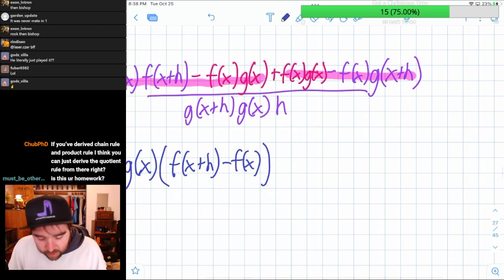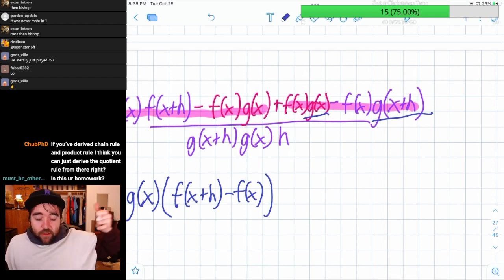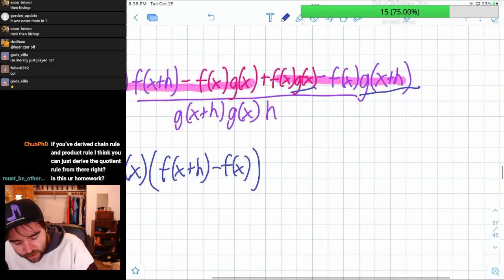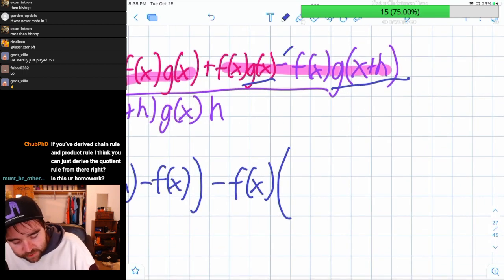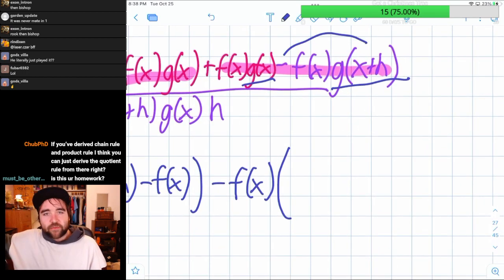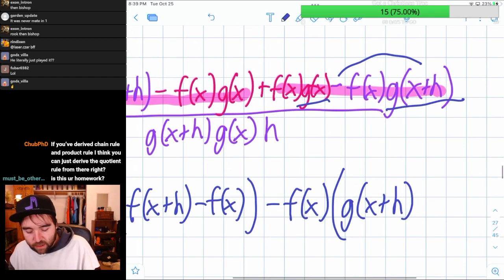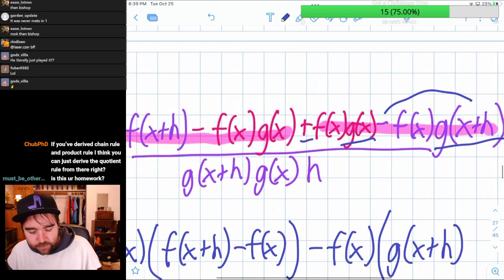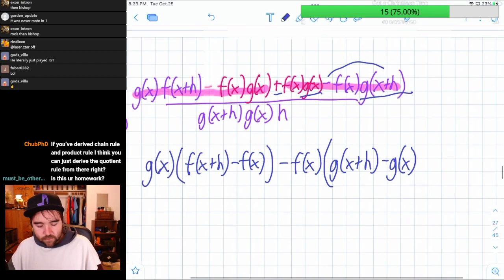And then for the second part, see how we have our g of x plus h and our g of x? That's kind of what we're looking at. But we want the g of x plus h to be the positive one. So we're actually going to factor out a negative, and then we factor out the f of x. So now we'll just swap it around because this was negative g of x plus h, but since we factored out the negative, now it's a positive g of x plus h. And then here, this was positive, but since we factored out the negative, now that's minus g of x.